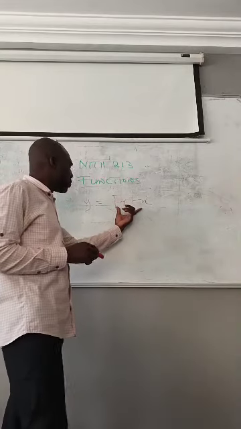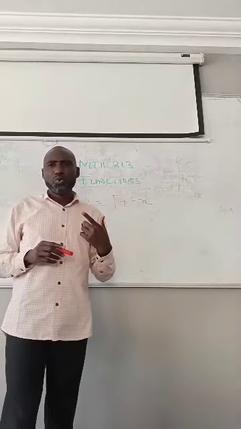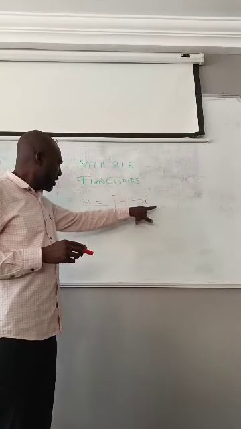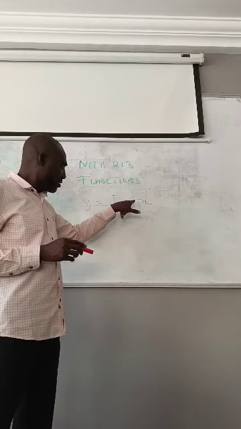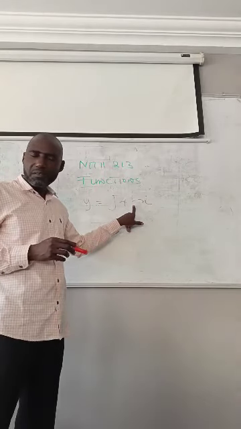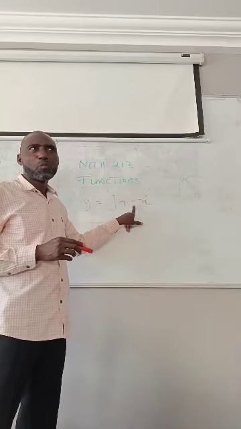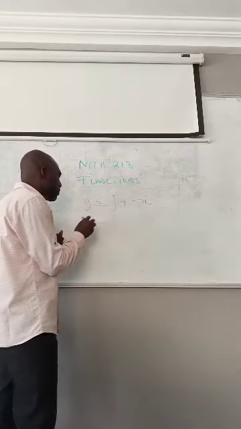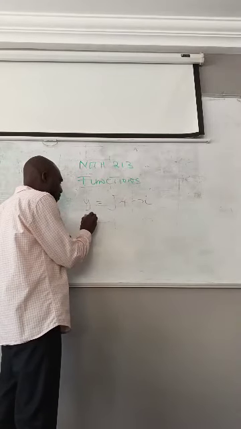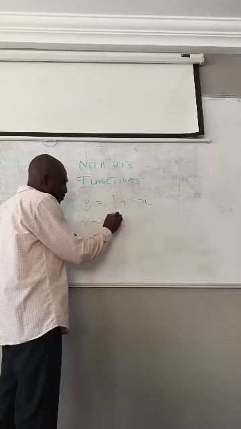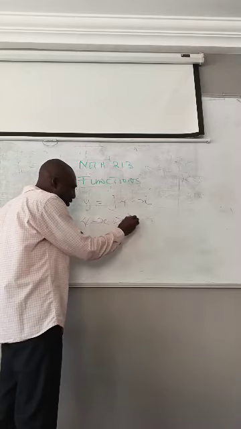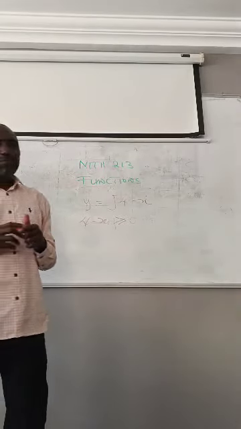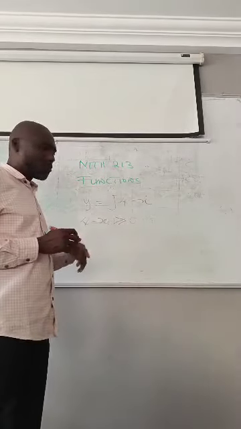So what you should do is think. You know that when this place is negative, the square root is not defined. So now your job is, you know that 4 minus x must be greater than or equal to 0.